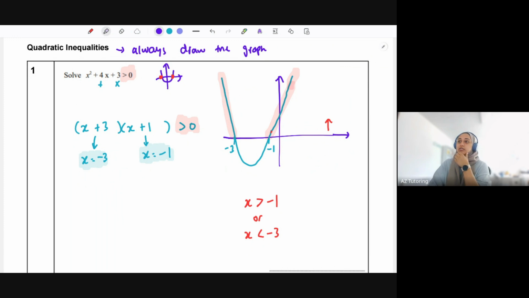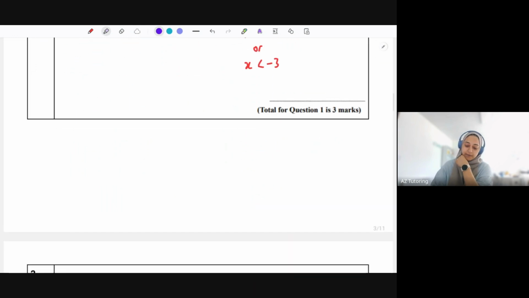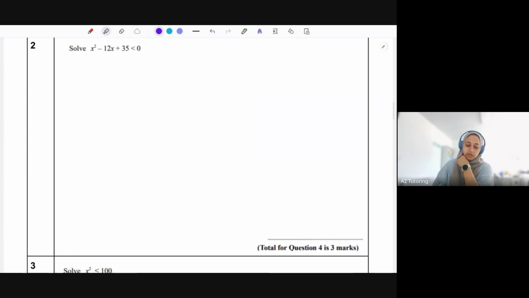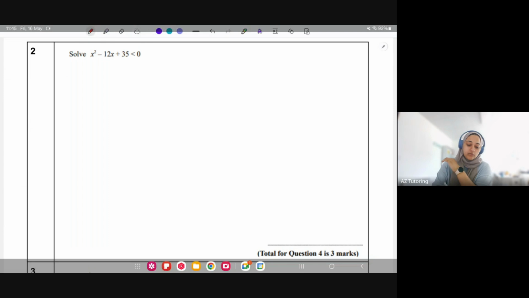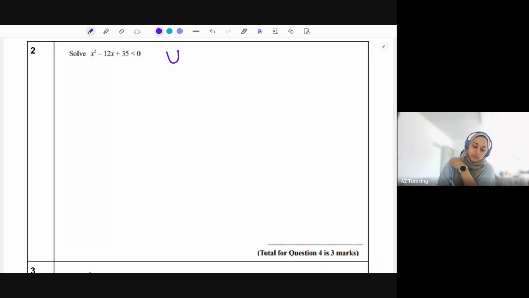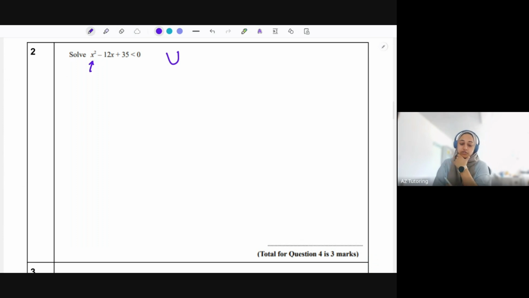Let's do another example, but this time let's do it where it's less than 0 and see what happens in that case. That was for 3 marks. So this one says solve x squared minus 12x plus 35 is less than 0. So again, we're going to draw the graph. We know the graph is U-shaped because it's a positive x squared coefficient. So we know it's U-shaped. We need to just find where it's going to cross the x-axis.